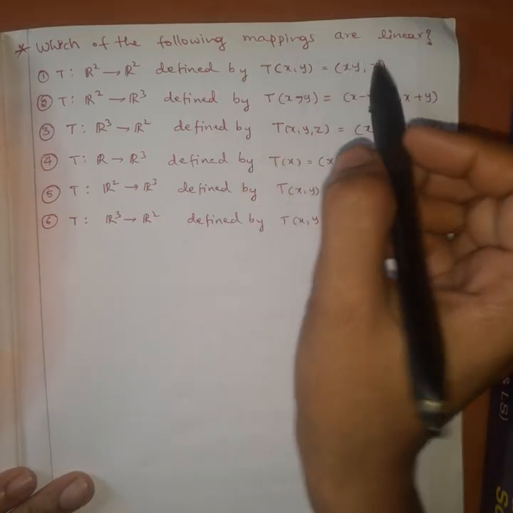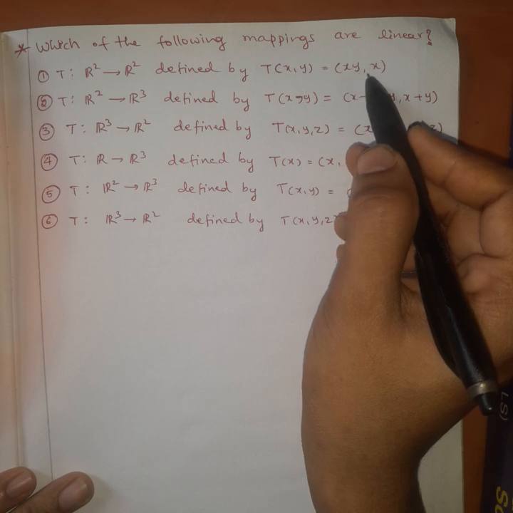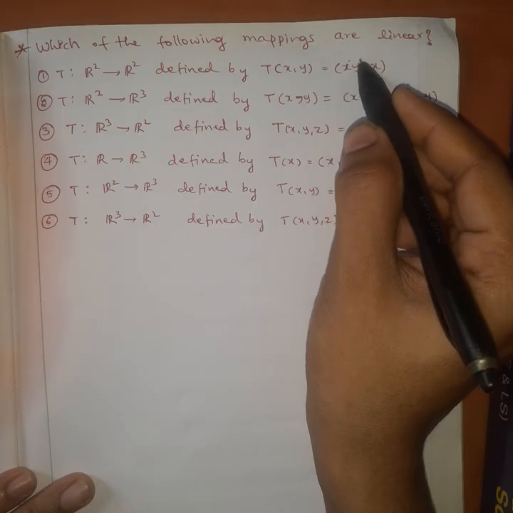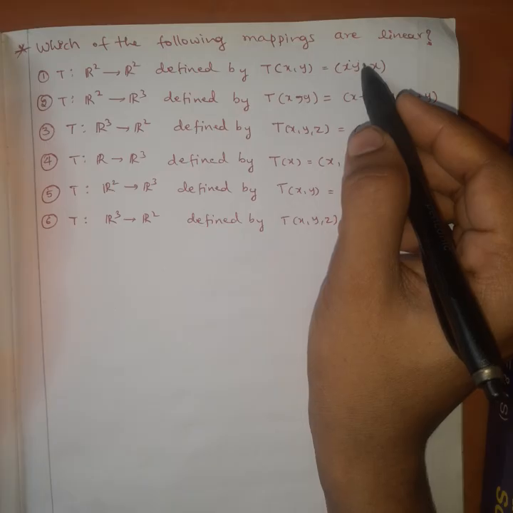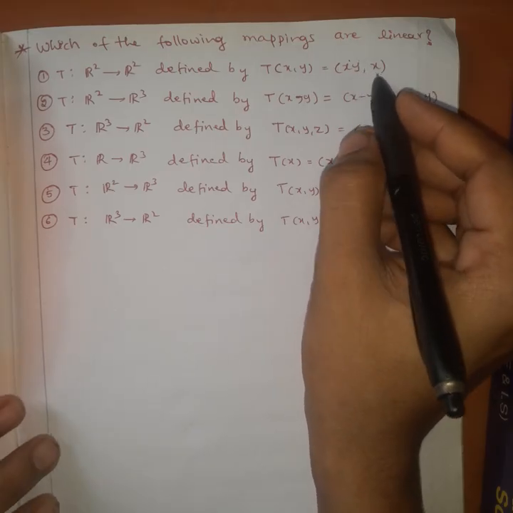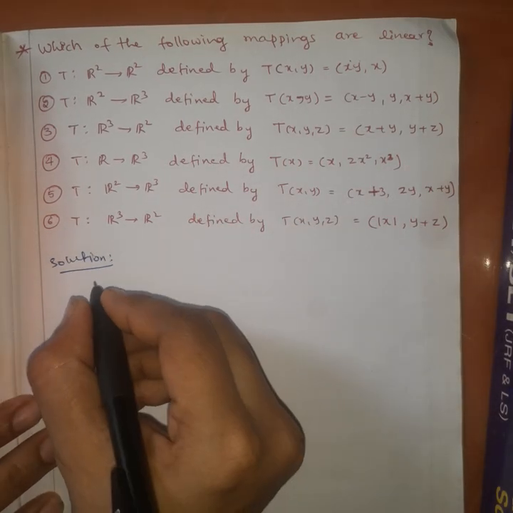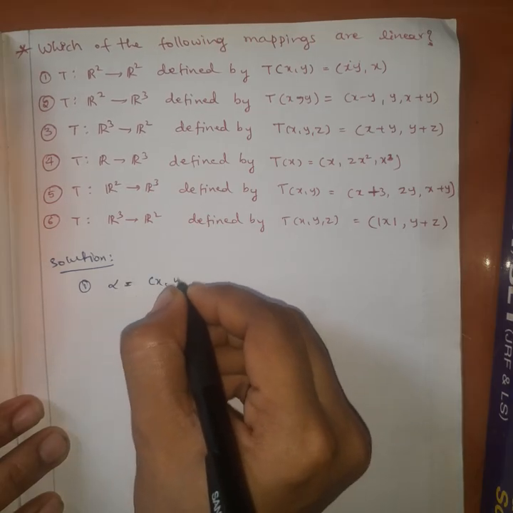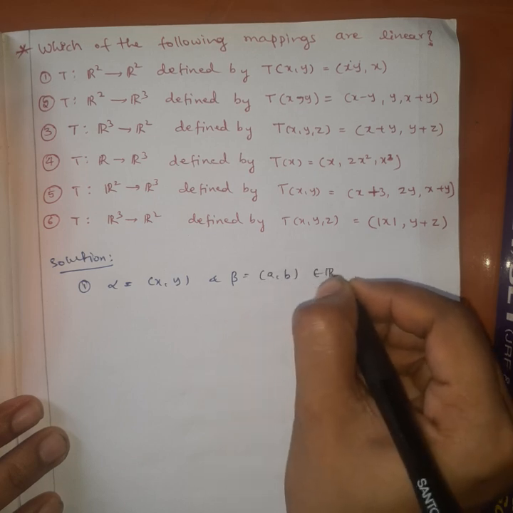See here, they have given T of (x, y) equal to (x·y, x). This is not linear, because if you add the powers, you get 2 in the first coordinate and 1 in the second. So it is not linear. By seeing these options we can tell. If you want, I will check. Let us take any two elements, alpha equal to (x, y) and beta equal to (a, b) belonging to R2.